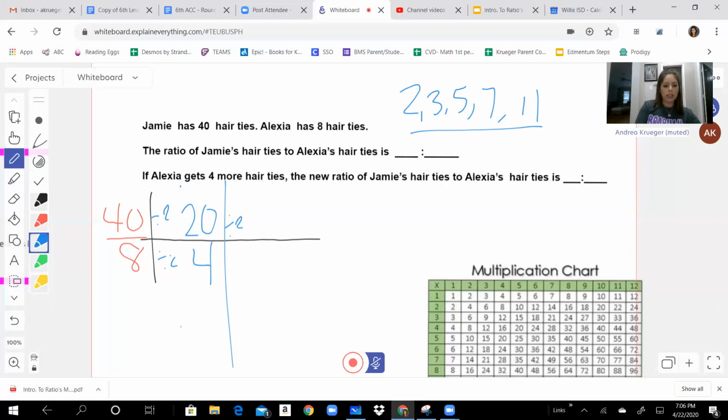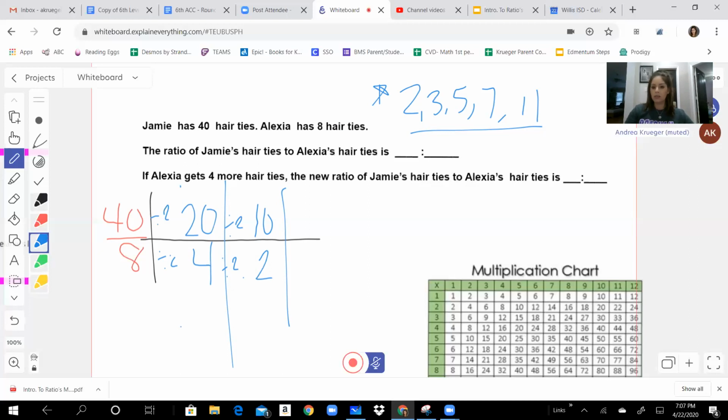2 goes into 20 10 times, and 4 divided by 2 is 2. So 10 and 2. Those are still even numbers, so I'm pretty sure they can be reduced again. Looking back at my handy dandy prime number list, looking at my smallest number to help me narrow it down faster. 11 goes into 2?